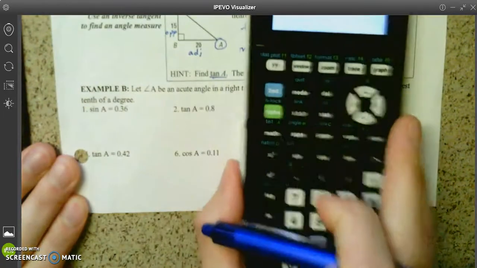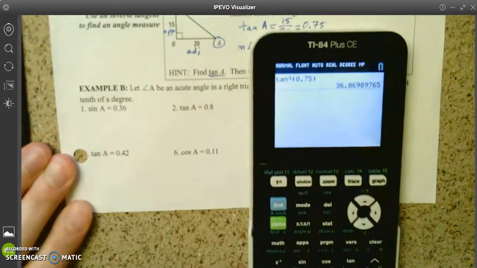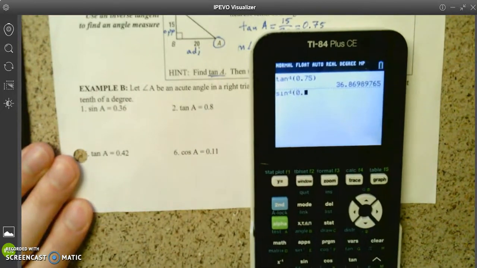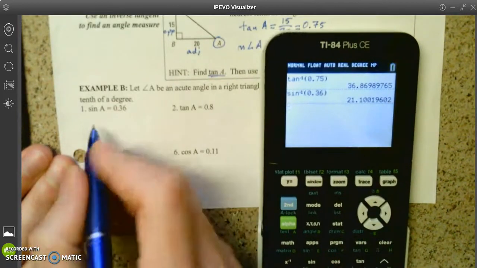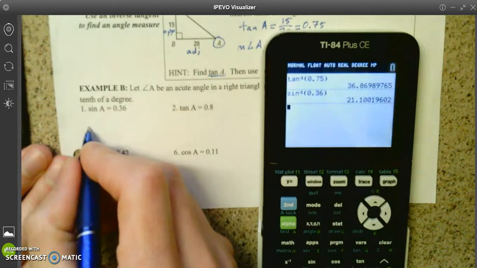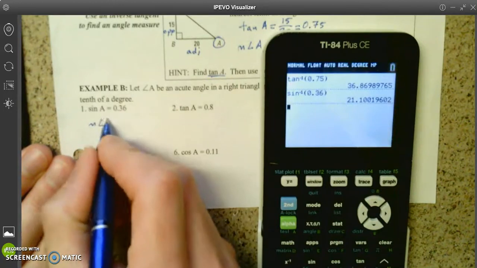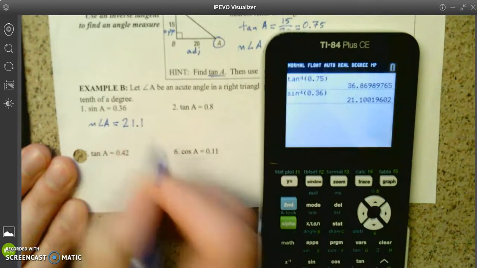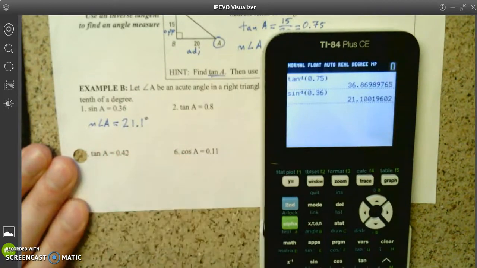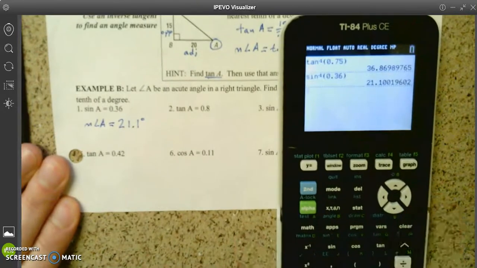So if I use inverse sine, remember we get that by doing second and then inverse sine, 0.36, and then it'll give me, in this case, the measure of angle A is equal to 21.1 degrees. And we're going to follow that for these others as well.